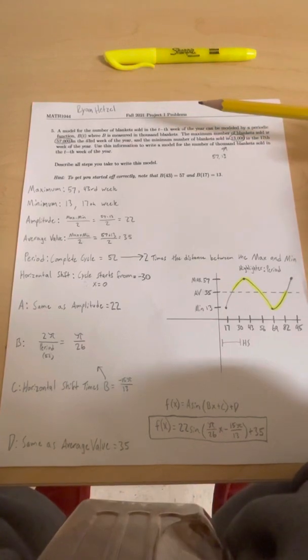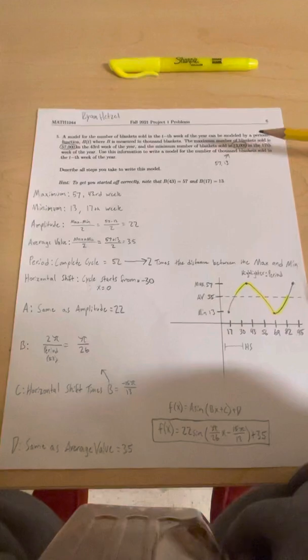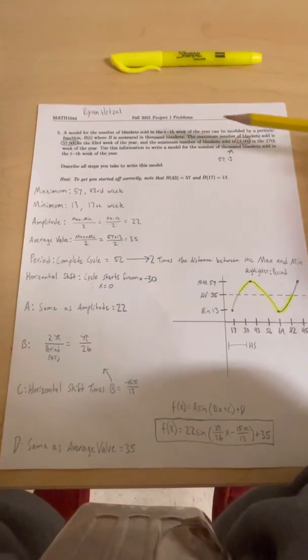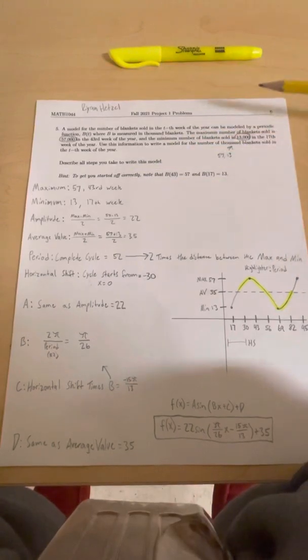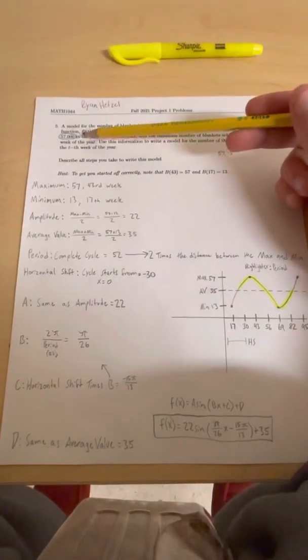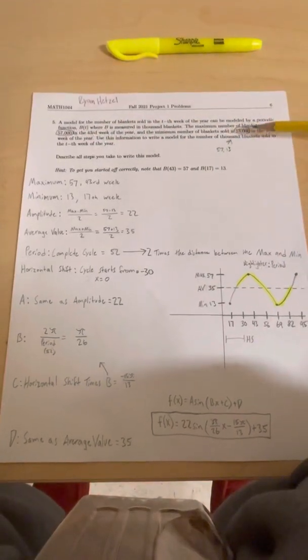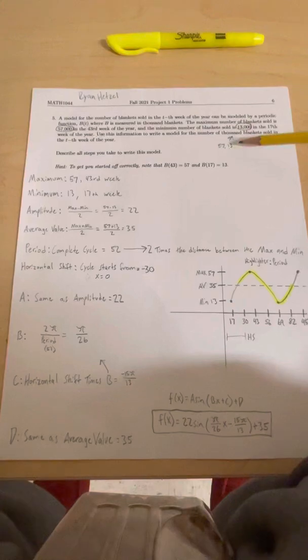Use the information to write a model for the number of thousands of blankets sold in the t-th week of the year. All right, so the first thing we're gonna do is find the maximum and minimum value. To find those, we come up here in the reading and it's 13,000 and 57,000, but we don't use those numbers because they're talking in thousands of blankets. So it'd be 57 and 13.